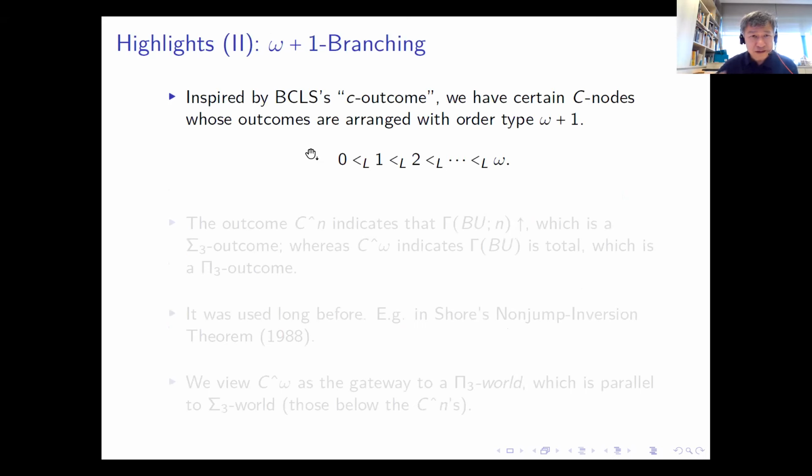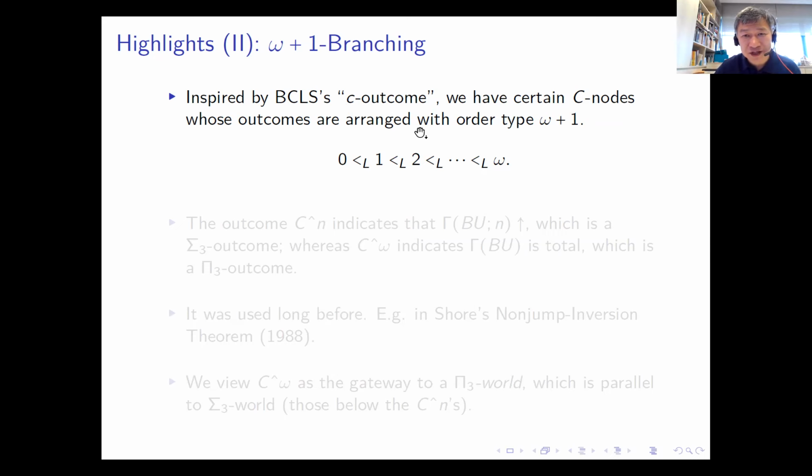Now, the other feature I want to highlight is probably called Pi3 words, or so. Let me start with this omega branching priority tree. I assume that people have some experience with the tree construction of the RE degrees. Inspired by their paper, in their construction they have this so-called C outcome. The C outcome seems to correspond to a Pi3 outcome, so we have a corresponding node. We call it a C node; C comes from their C outcome.